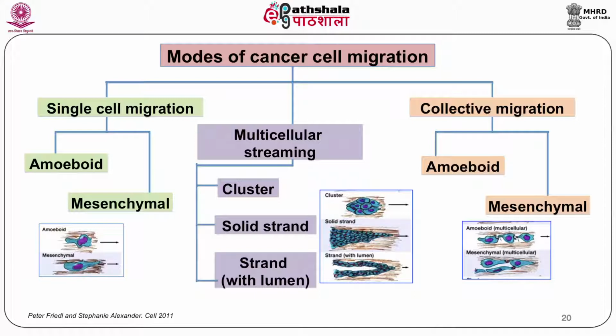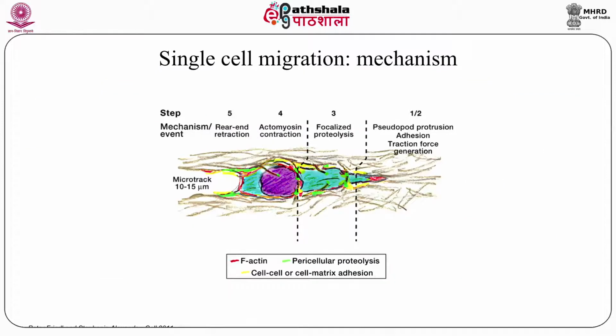There are three modes of cancer cell migration: single cell migration, multicellular streaming and collective migration. Further, the single cell migration can be amoeboid or mesenchymal. The multicellular streaming can occur as clusters, as a solid strand or as a strand with a lumen. For collective migration, we have amoeboid and mesenchymal subtypes as well. Let's talk in detail about all the modes of cancer cell migration.